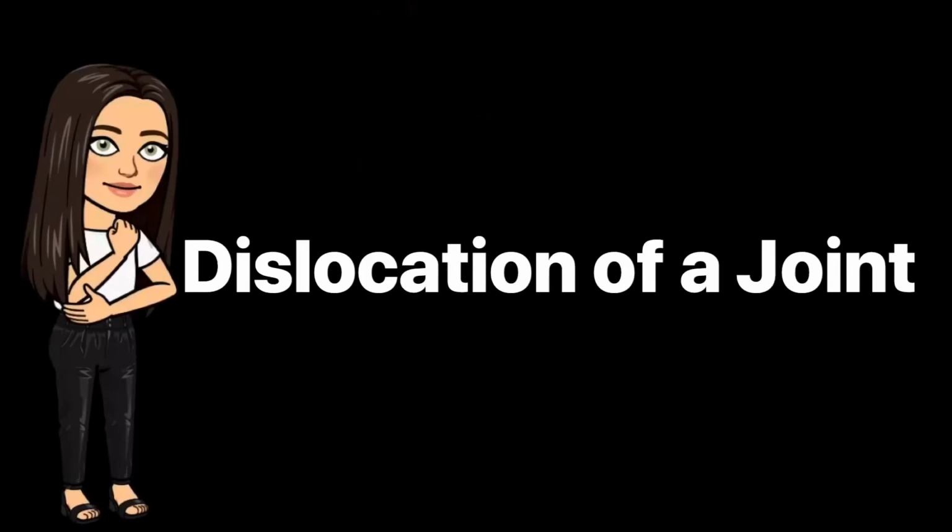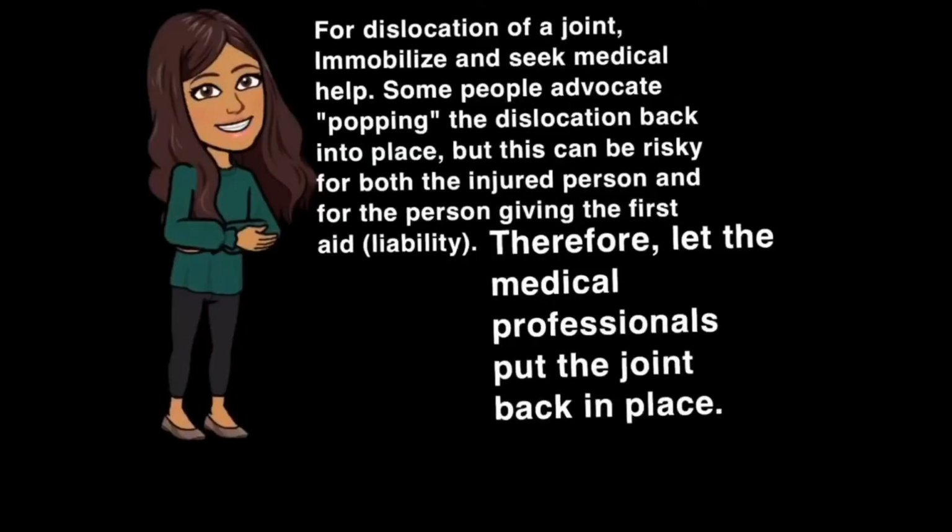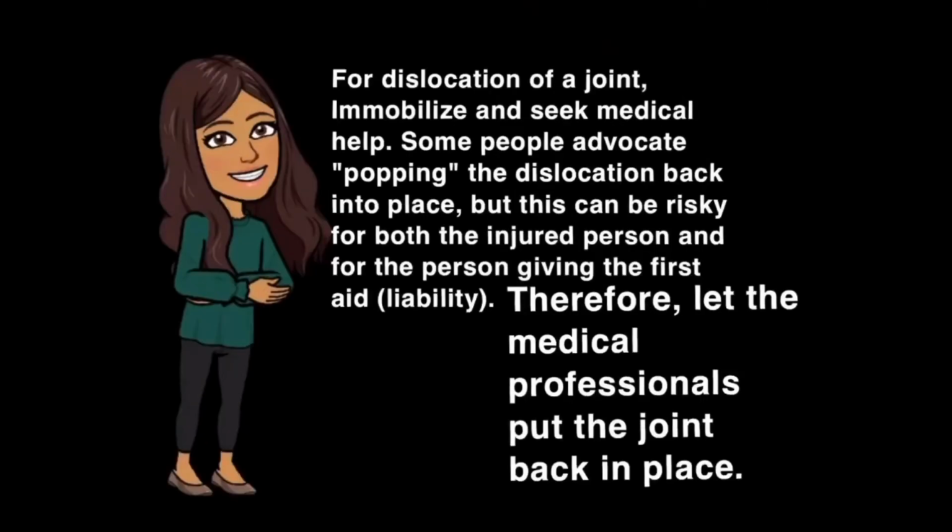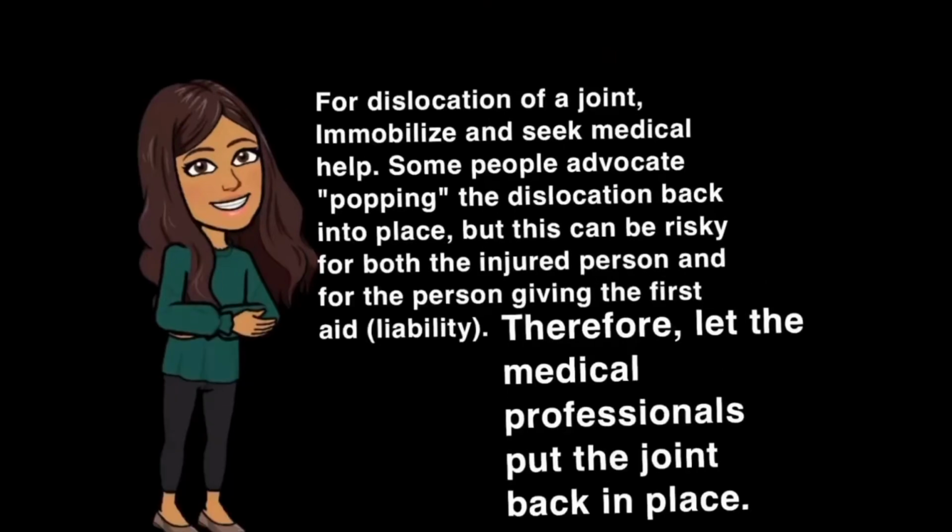Dislocation of a joint. This is a place where two or more bones come together, in which the ends of your bones are forced from their normal positions. This painful injury temporarily deforms and immobilizes your joint. Dislocation is most common in shoulders and fingers. For dislocation of a joint, immobilize and seek medical help. Some people advocate popping the dislocation back into place, but this can be risky for both the injured person and for the person giving the aid, which is a liability. Therefore, let the medical professionals put the joint back in place.